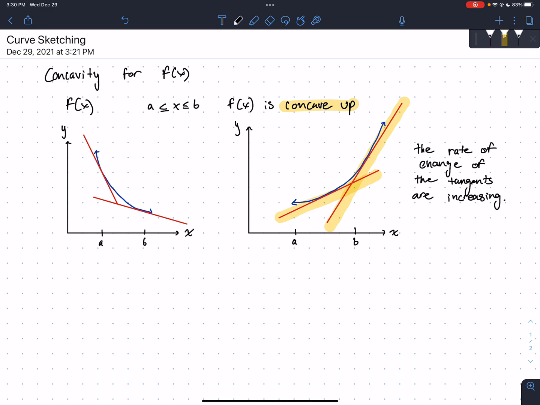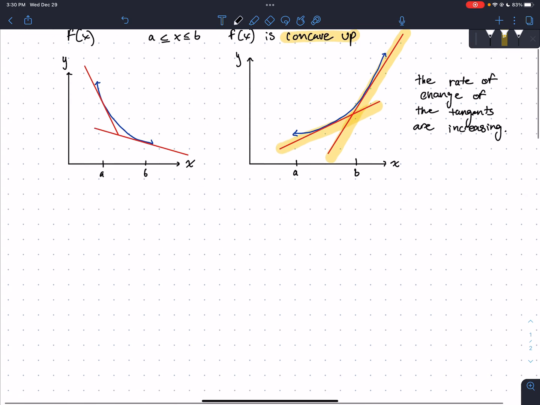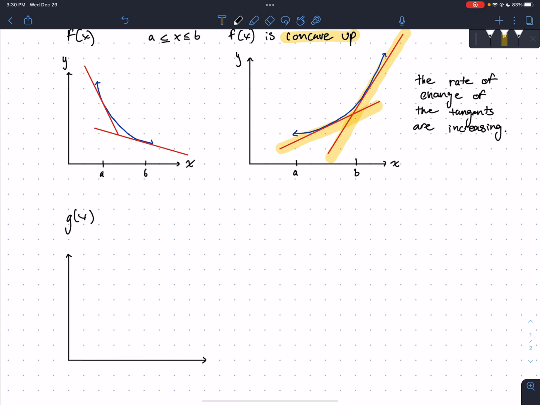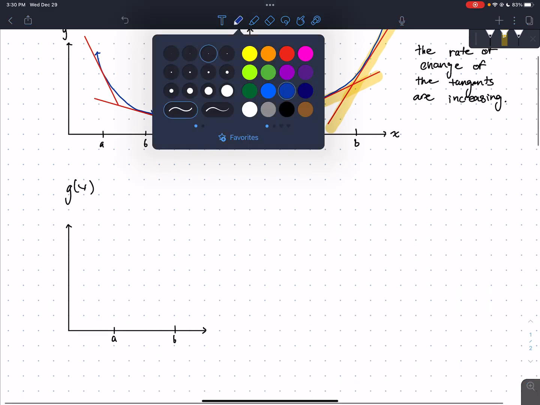Now that we know that the rate of change is increasing, let's look at an example where the concavity is negative, or concaving down. Let's look at another function, g of x. In this example, we are going to concave down. So if we were to create a graph, let's say this is for A, this is for B. Draw another function.